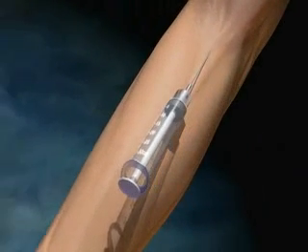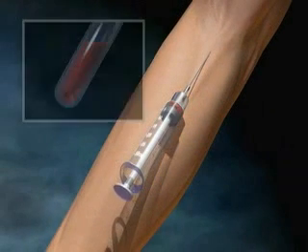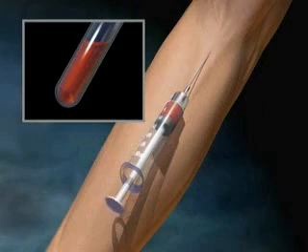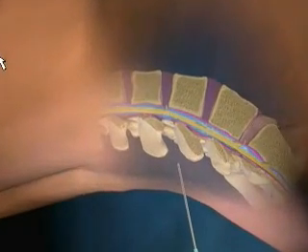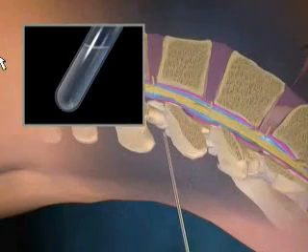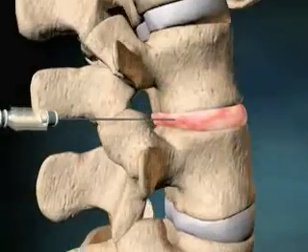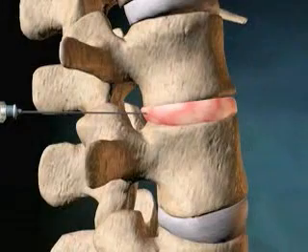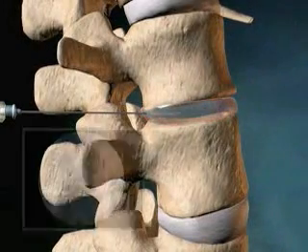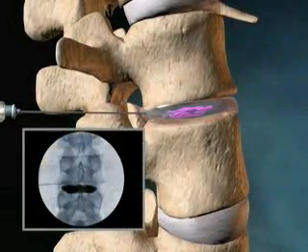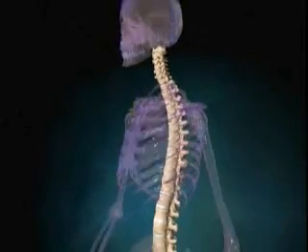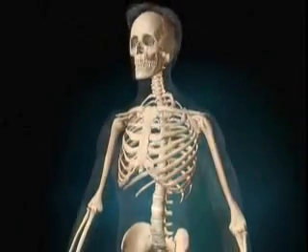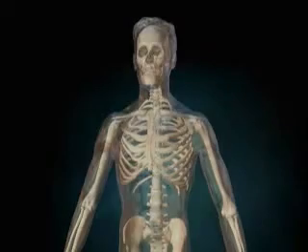Laboratory testing of collected fluids, such as blood, may be recommended to detect problems that are not determined by other tests. A spinal tap is a procedure in which cerebral spinal fluid is collected from the spine for examination. A discogram is an X-ray examination of the vertebral discs by the use of radioactive dye. Once the exact cause of the problem is identified, the appropriate treatment can then be determined.